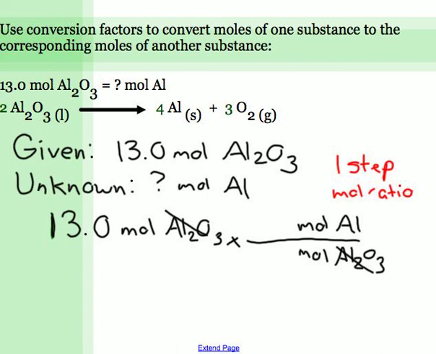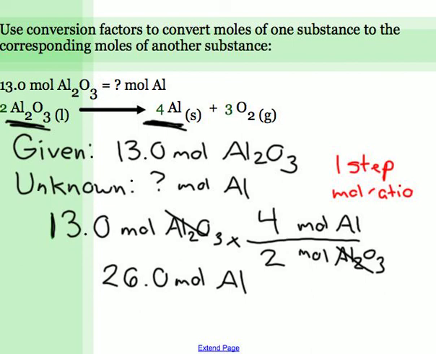For the mole ratio, we're going to look at our reaction. So again, you look at what's in front of your aluminum, and that's a 4. So we put that in. And we say what's in front of our aluminum oxide, and that's 2. So by doing this problem, we're going to go from moles to moles of aluminum. Make sure you do the math. So we have 13.0 times 4 divided by 2. And what we should get is 26.0 moles of aluminum.